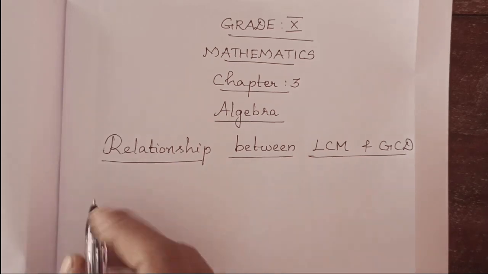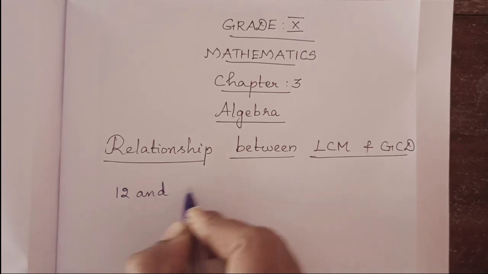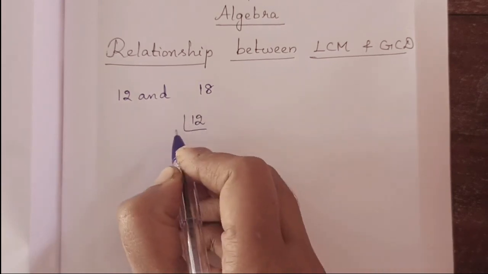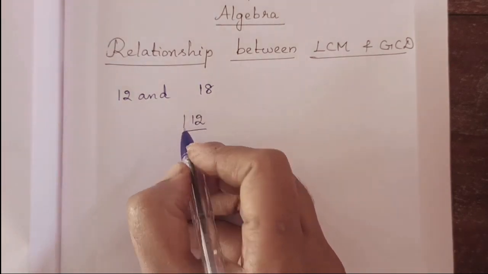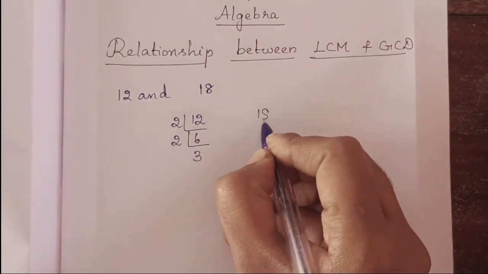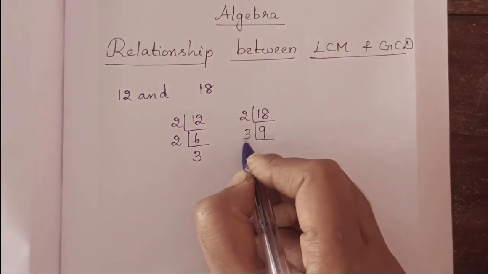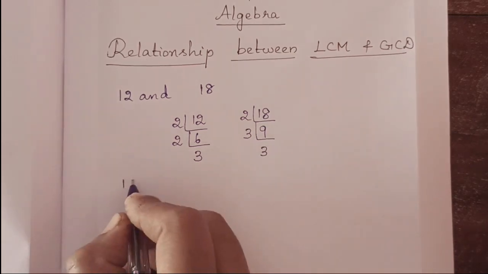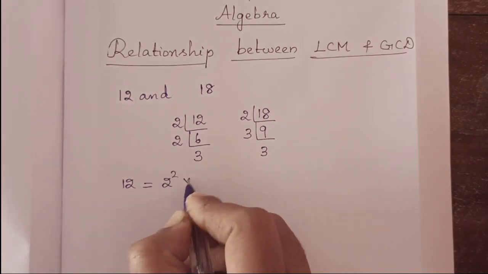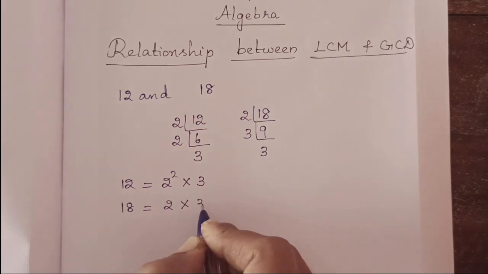Let us consider two numbers. I am taking 12 and 18. First I am going to factorize these two numbers. So 12, the prime factorization, a very simple method. So 2, we get 6, and again 2, we get 3. The same way, while factorizing 18, 2, we get 9, and 3, it is again 3. Now 12 is equal to, as prime factors, 2 square into 3. And 18 is equal to 2 into 3 square.